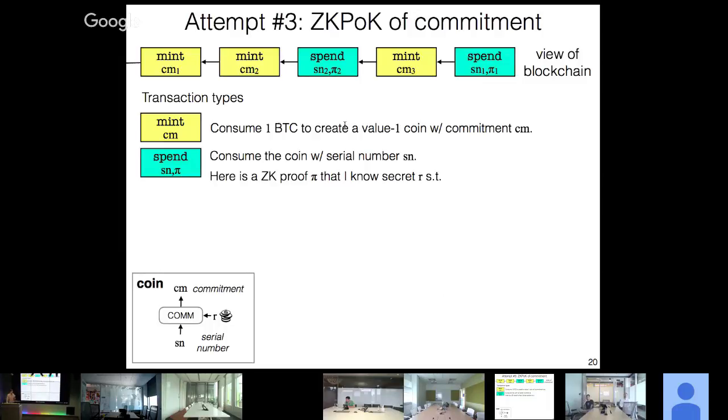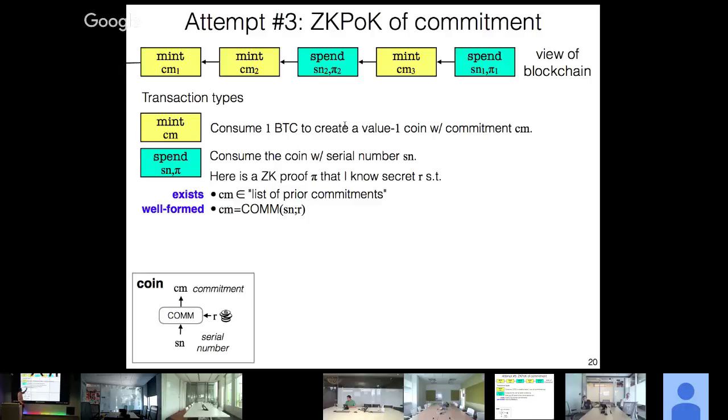And the proof will be saying the following. I know a secret randomness R such that, first and foremost, CM, the coin commitment that I have in mind, was minted at some point in the past. So it belongs to the list of all prior commitments. By the way, how to do this efficiently, you can use a Merkle tree. But forget about it. And moreover, the coin commitment I have in mind actually corresponds to the serial number that I'm revealing.